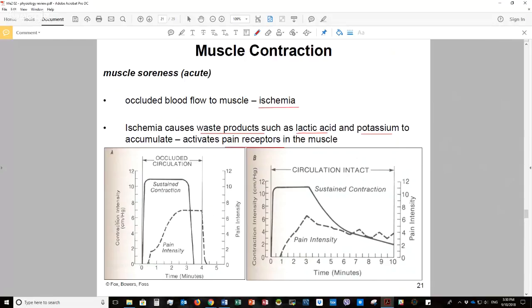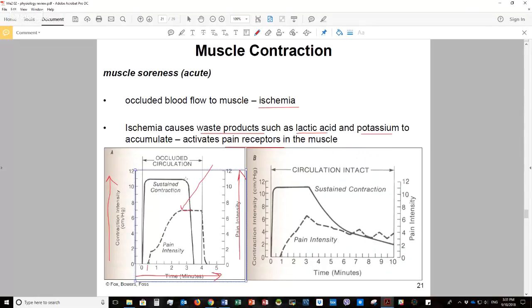So you can see here this graph. The y-axis on the left is the contraction intensity, and the y-axis on the right is the pain intensity, and then here we have time in minutes. According to this graph, with occluded circulation, you'll start to have pain at about 25 seconds. I'm guessing right here would be 30. So we've got 25 seconds, you start to feel pain. It starts to get real high and kind of peak out here after about 2 minutes or 2.5 minutes.